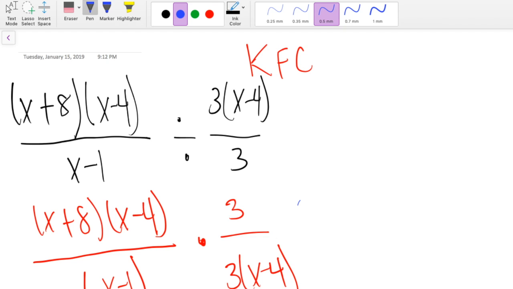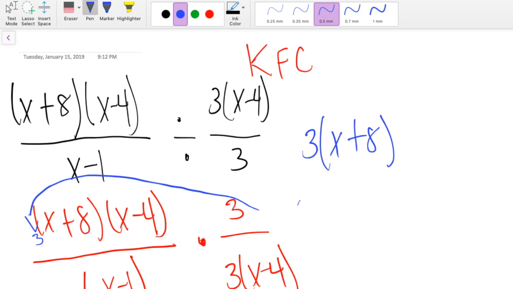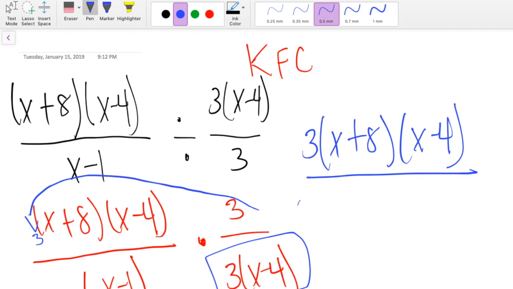So I'm going to rewrite this a little bit. I'm going to move this 3 to the front. And you can put parentheses around the 3 if you want to, or you could just leave it as a 3 right there as a leading coefficient. So I'm going to rewrite that whole numerator now. 3 times x plus 8 times x minus 4. And I'm going to do the same thing here in the denominator, except this one's already together. You see, so I'm just going to move that over here to the left side. You don't have to, but I just want to.